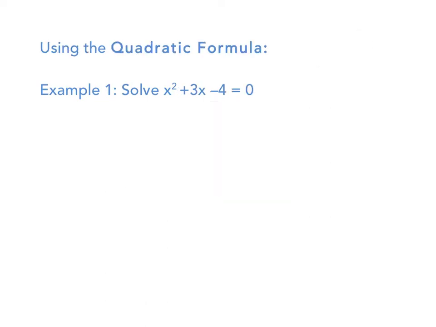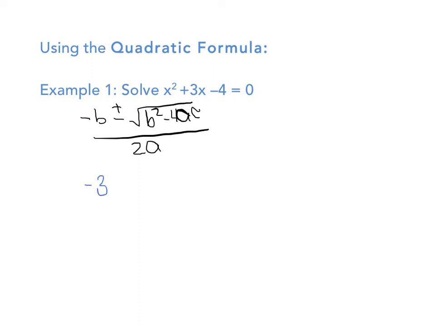Using the quadratic formula, so as I said before, the quadratic formula is negative b plus or minus the square root of b squared minus 4ac all over 2a. Now my algebra teacher made me memorize that, but I won't do that to you. So all we have to do is plug in our a, b, and c values. So let's start with negative b. The b value is 3. I'll put that in blue.